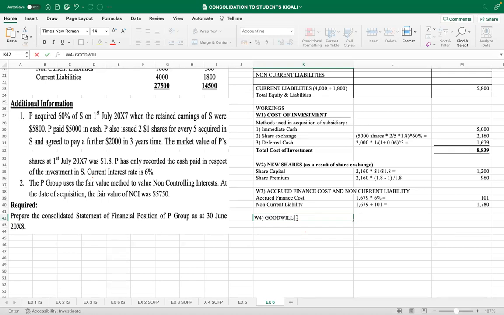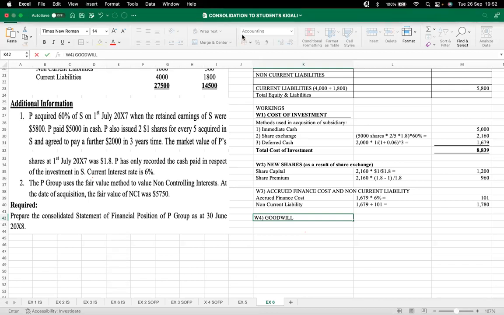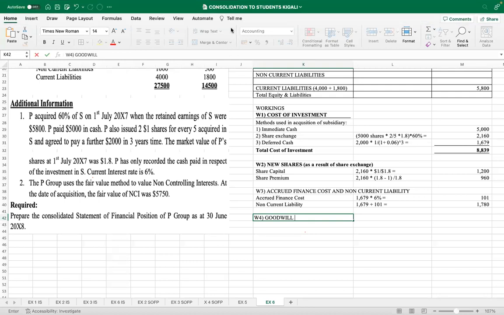Can you just type for me in the chat section which last 3 workings we normally do? Even if you have not been told in exams, can you just type for me in the chat? Which last 3 workings, goodwill, what and what? If you had followed the previous session, which 3 workings are we remaining with? Thank you. Goodwill, NCI, and retained earnings. Thank you. That shows we understood what we covered in the previous session.